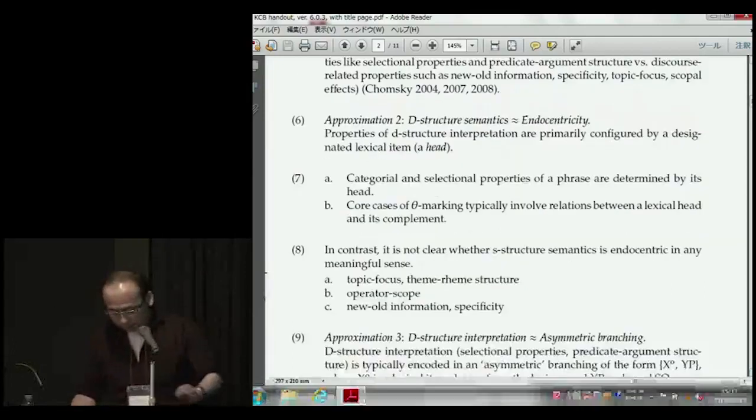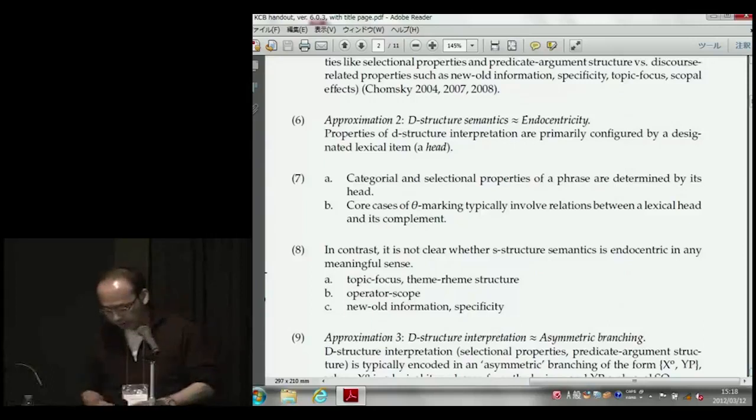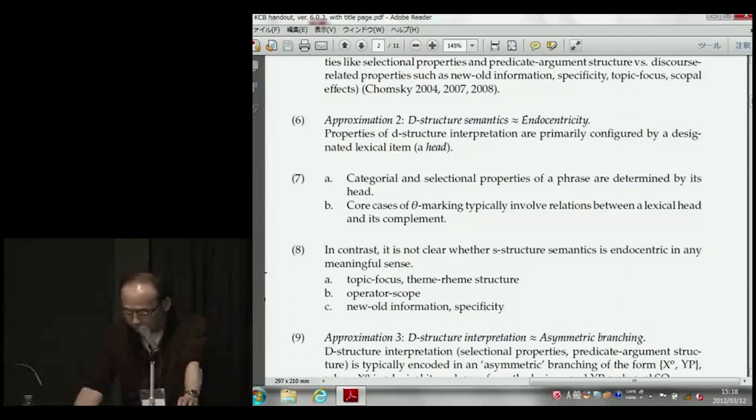In this talk, we would like to add several more generalizations regarding the nature of Merge-based syntax. The second approximation is concerned with the endocentricity of D-structure semantics. Recall that D-structure interpretation typically involves selection and theta marking. Under the traditional assumption, these D-structure relations are typically established in the so-called head-complement relation. For example, a transitive verb takes an NP as its complement and assigns an object theta role to it. More generally, properties of D-structure semantics are in most cases primarily configured by a designated lexical head and its complement.